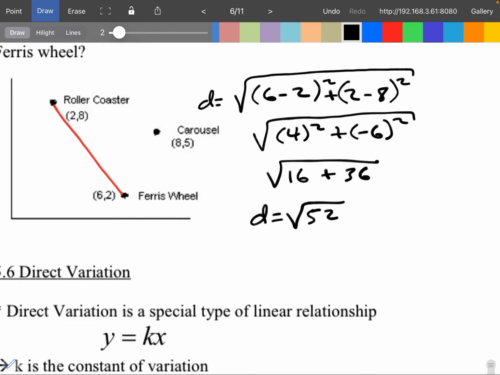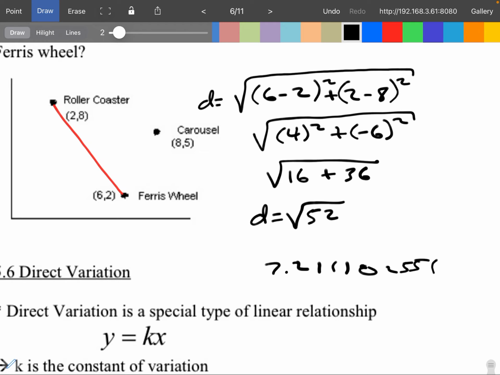So that should be a positive 36. And then that gives us 16 plus 36. What's that? 52. 52? And then we gotta take the square root of that. So that's our exact answer, is the square root of 52. And if you read the directions, this one said round off to the nearest whole meter.